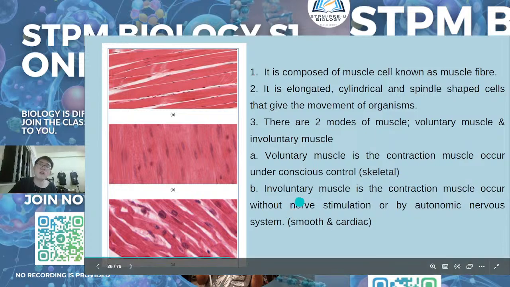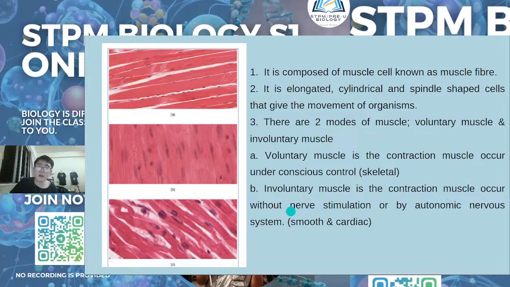But for involuntary muscle, the muscle contraction will occur without any nerve stimulation, or by autonomic, or occurs automatically. It is automatic. It's not that you say you want to contract and then it contracts. It contracts every time. So the main example is our cardiac muscle, our heart.